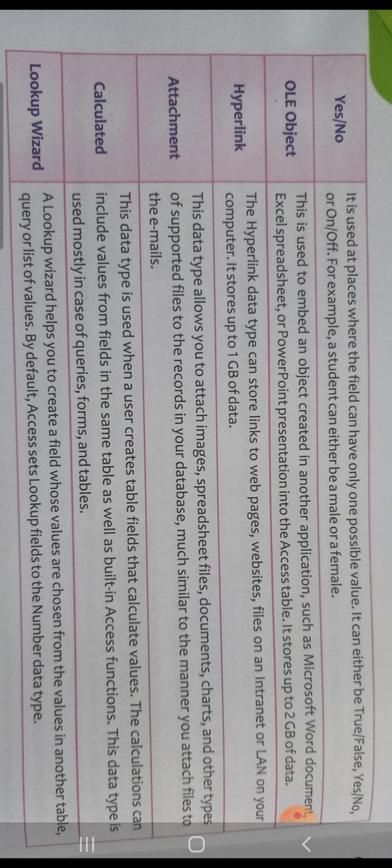The next is yes or no. This data type is used in places where the field can have only one of two possible values, that is yes or no. It can either be true or false, yes or no, or on or off. For example, a student can either be male or female. Next is OLE object. This is used to embed an object created in another application, such as a Microsoft Word document, Excel spreadsheet, or PowerPoint presentation, into the Access table. It stores up to 2 GB of data.